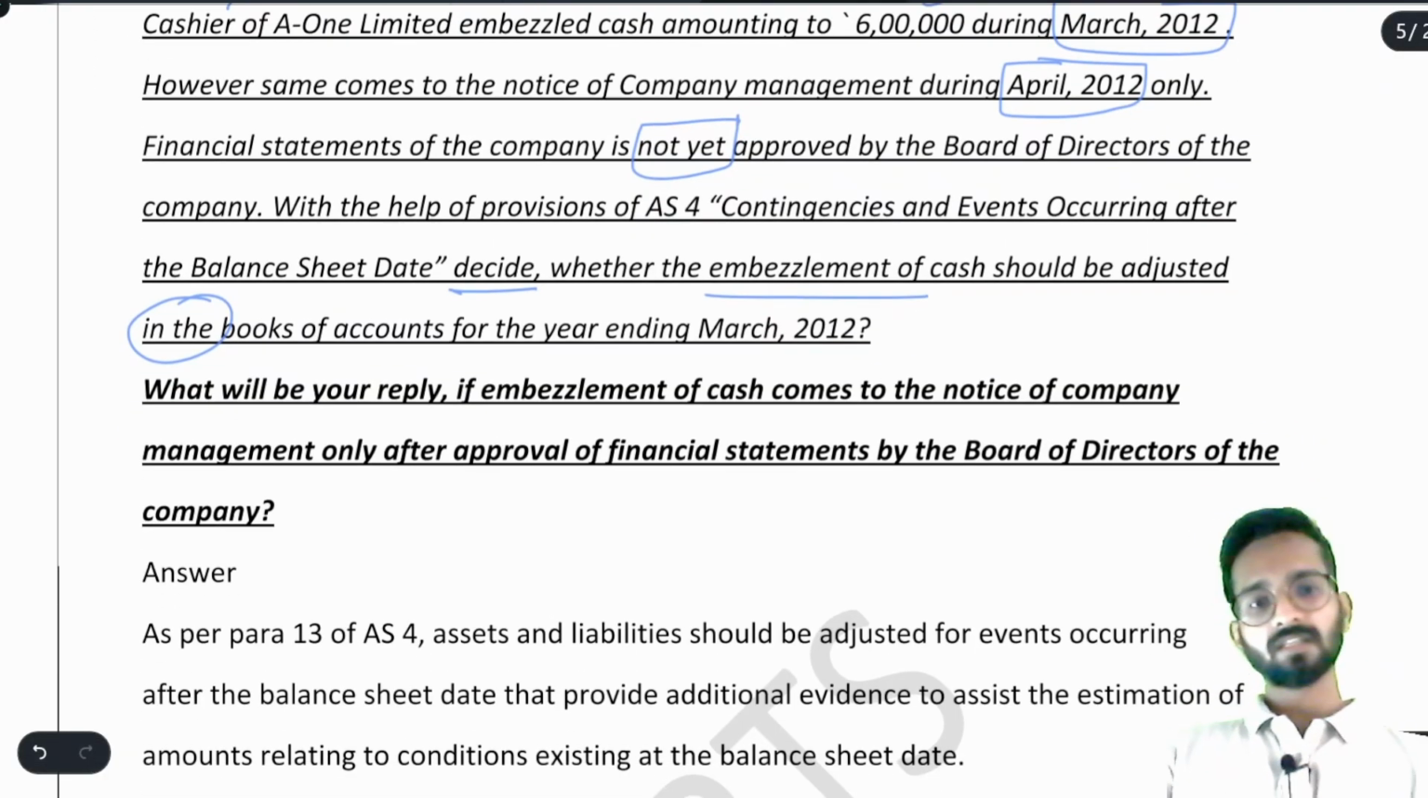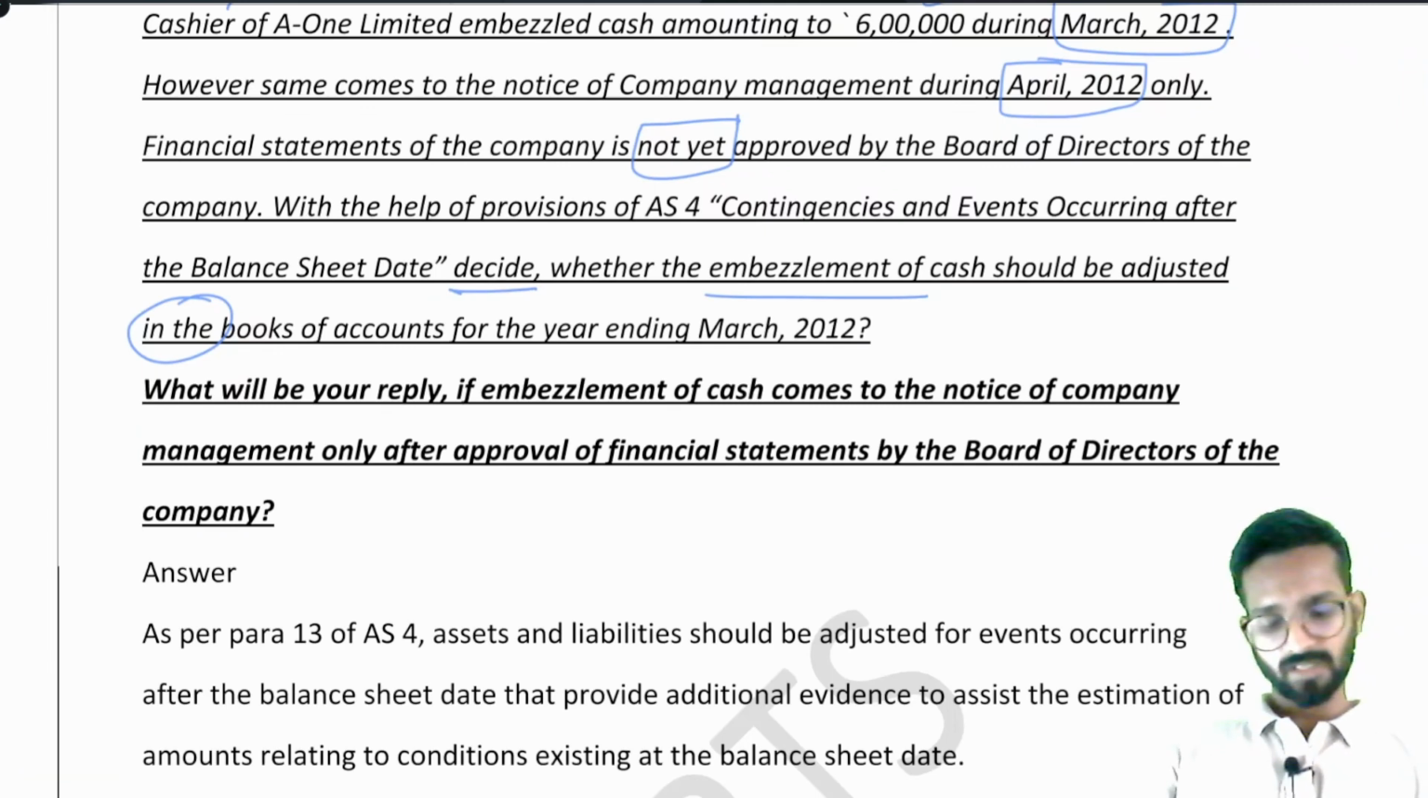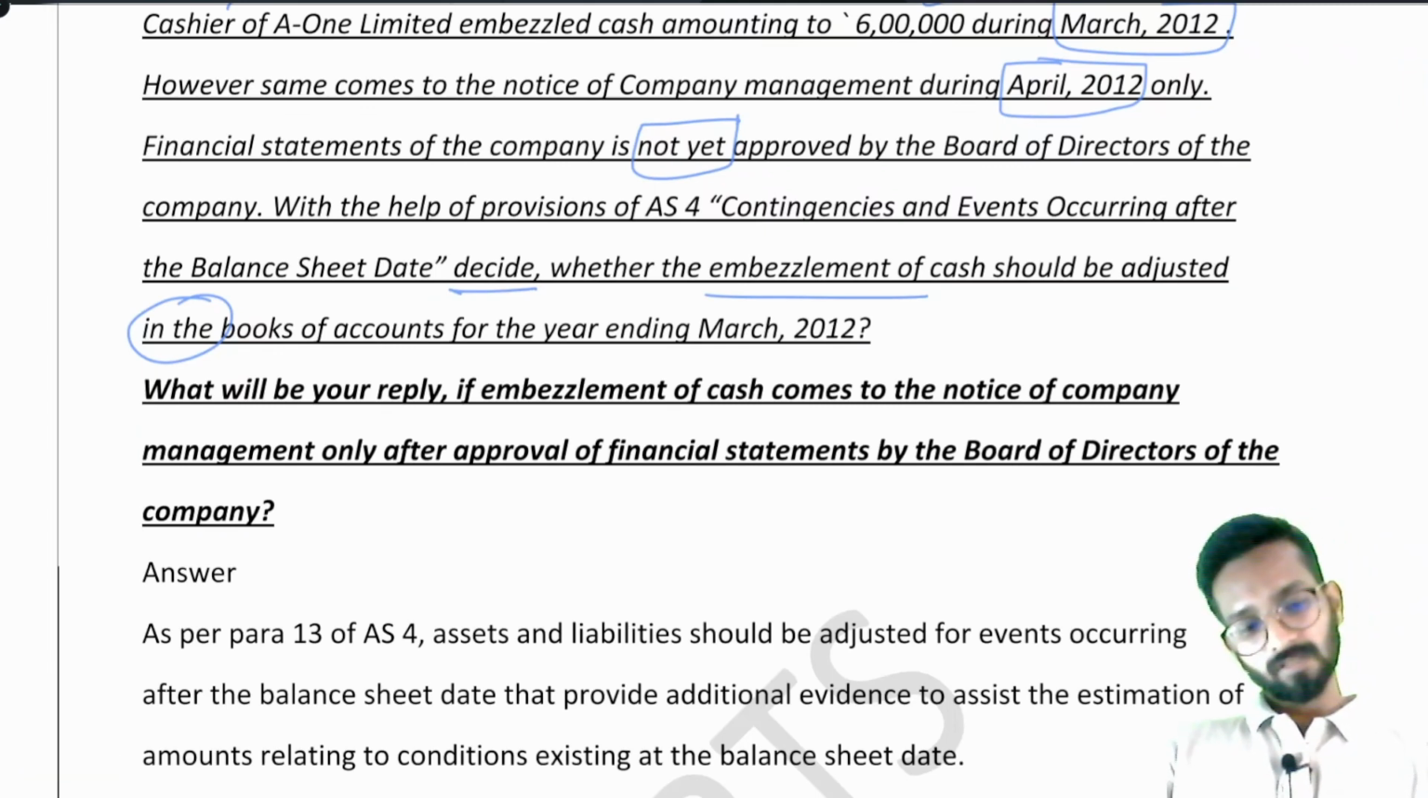Okay. So they are asking us whether it is an adjusting event or a non-adjusting event. Okay. The second question is, what will be your reply if embezzlement of cash comes to the notice of the company after approval of FS by the board of the company? Then what will you do?